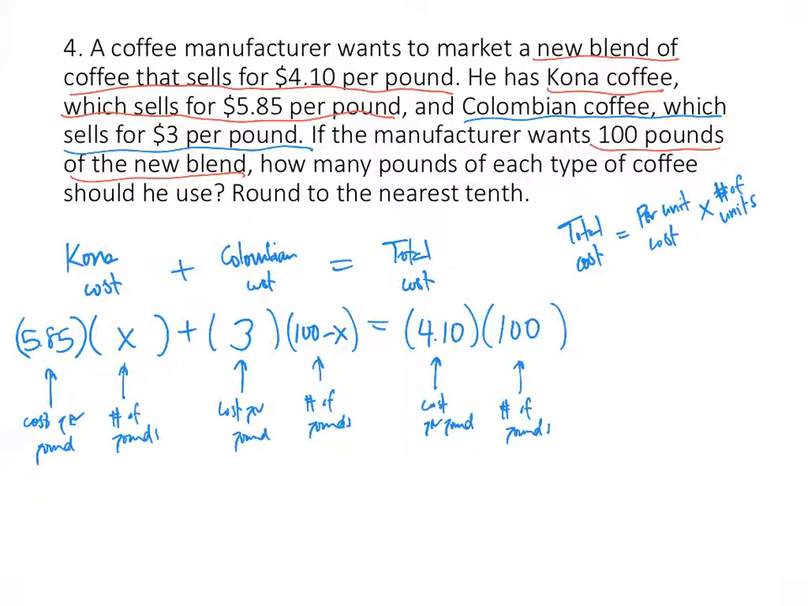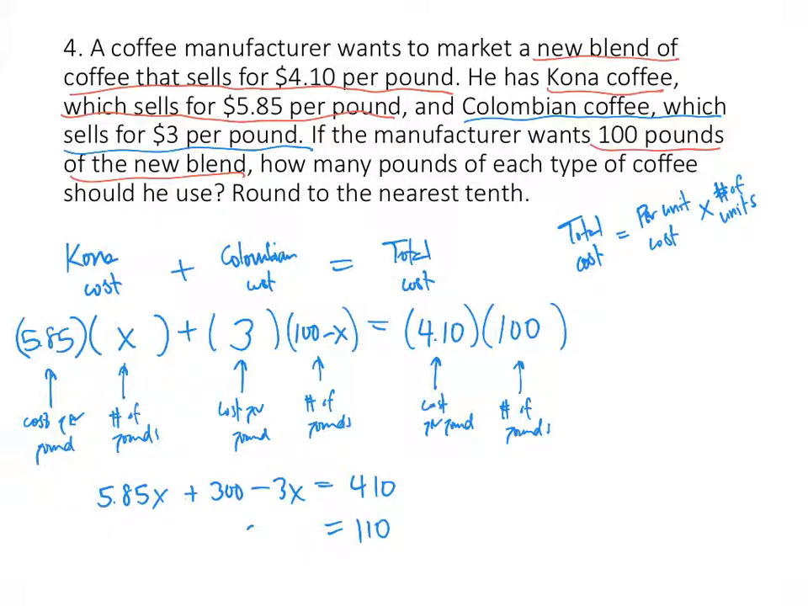Okay, so let's work this out. On the left-hand side, we've got 5.85x. We'll distribute that 3, so we get 300 minus 3x. And then 4.10 times 100 is 410. Subtract 300 from both sides, that gives us 110 on the right.